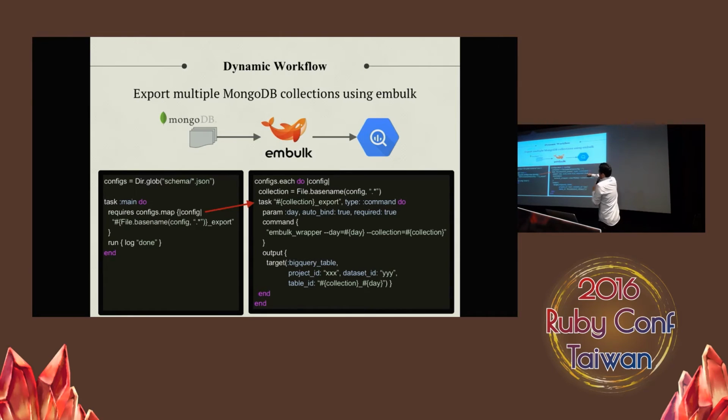So this is an example. For example, this is the schema files in some directory, and it requires and uses a map method, and defines the task with a loop. So if you want to add another table, just put the schema file in the schema directory. So you don't have to modify your code. This is a very useful example.